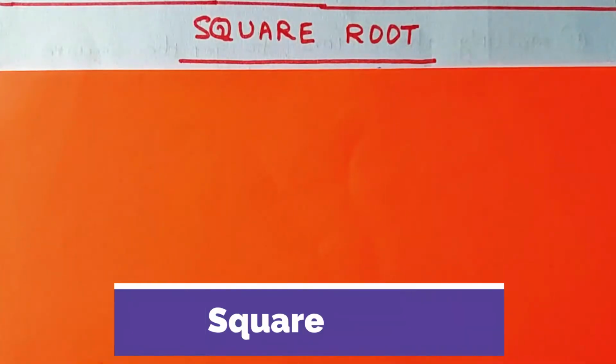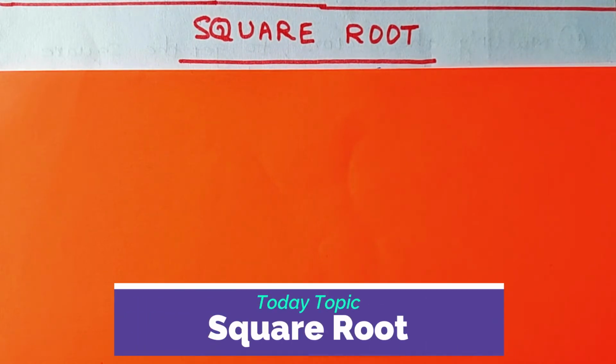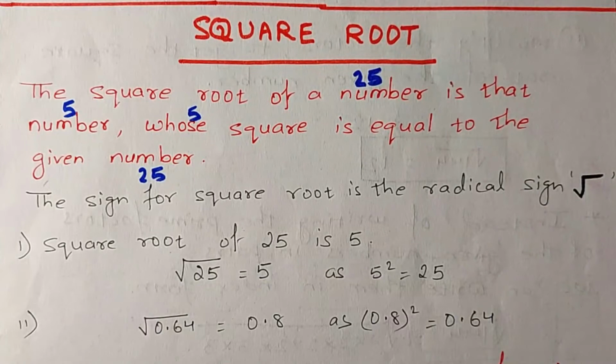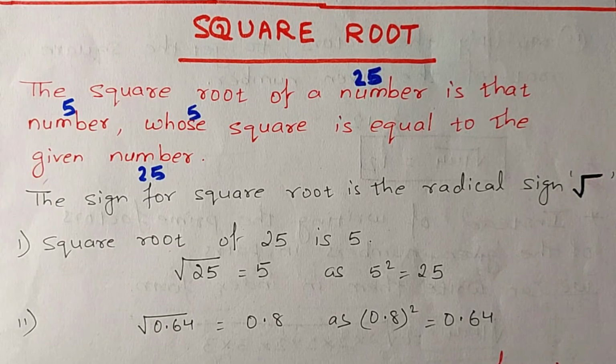Hi friends, most of the people get difficulty understanding square root. Today's class will solve their problem. Today we will discuss square root. What is square root? The square root of a number is that number whose square is equal to the given number. Is it difficult to understand? Yes. That's why they get problems. So we will understand it first by example.